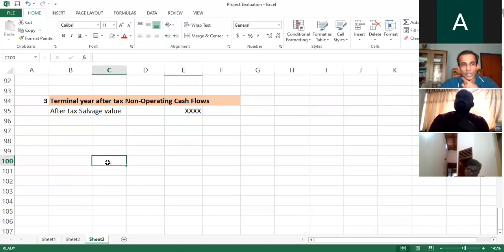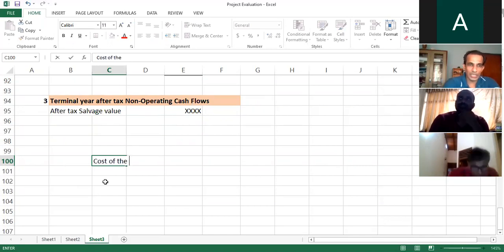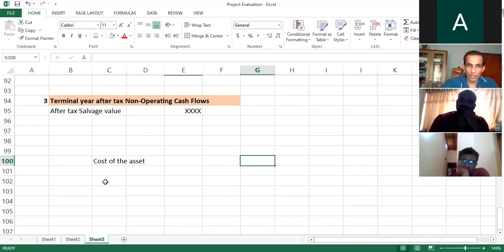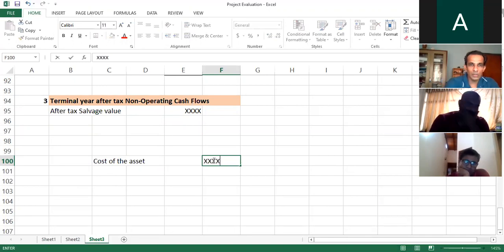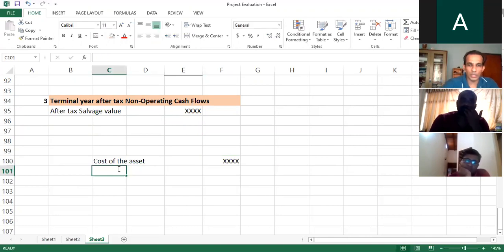So how do you calculate the after tax salvage value? First of all, we have to consider the cost of the asset. Then from the cost of the asset, we need to deduct the total amount that has been depreciated so far. Accumulated depreciation, that's the correct term. So accumulated depreciation should be deducted.